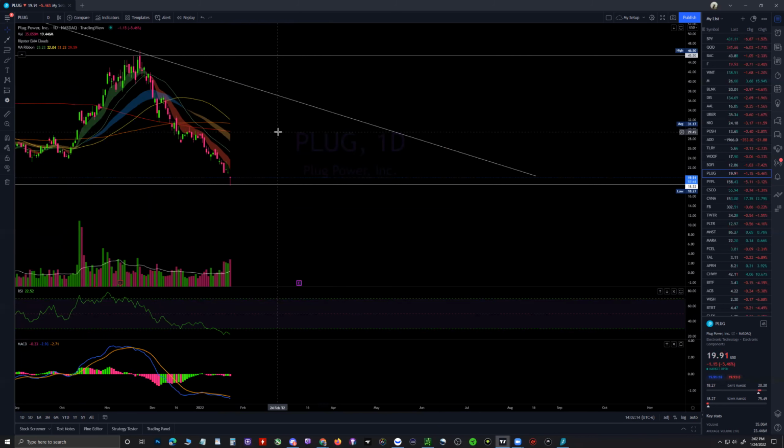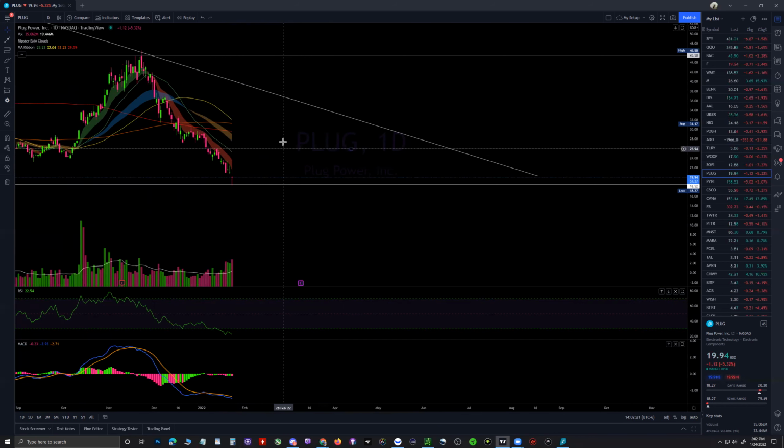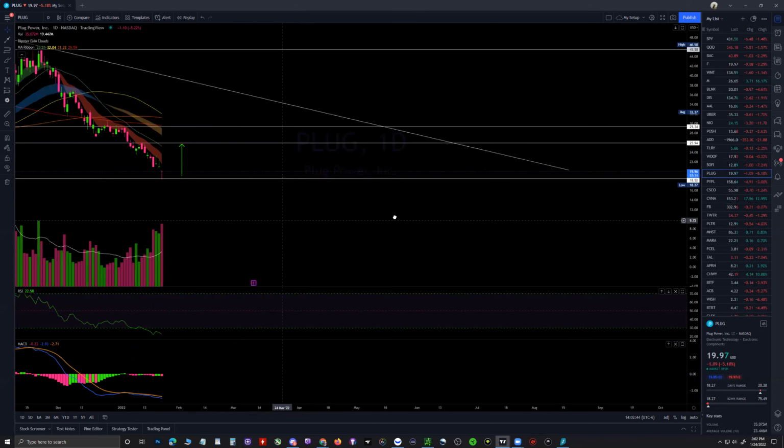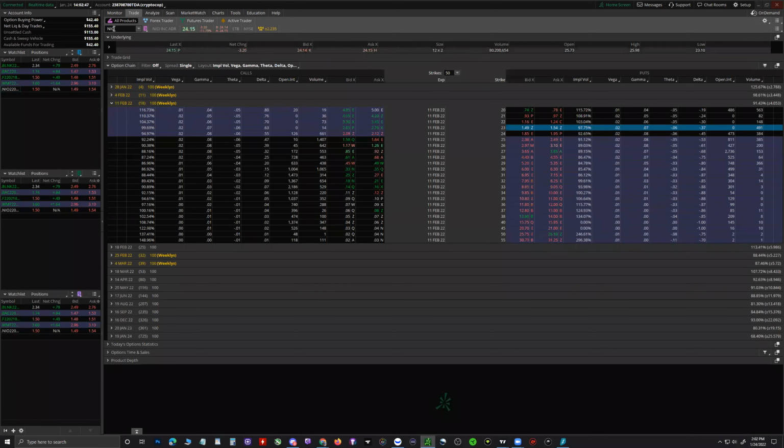Our next resistance isn't until, well, we've got some resistance here. We've got stronger resistance here. So if we're looking at a play in Plug, we're going to look for it to the upside. We could see a $7 move on Plug. Let's see what that gives us.